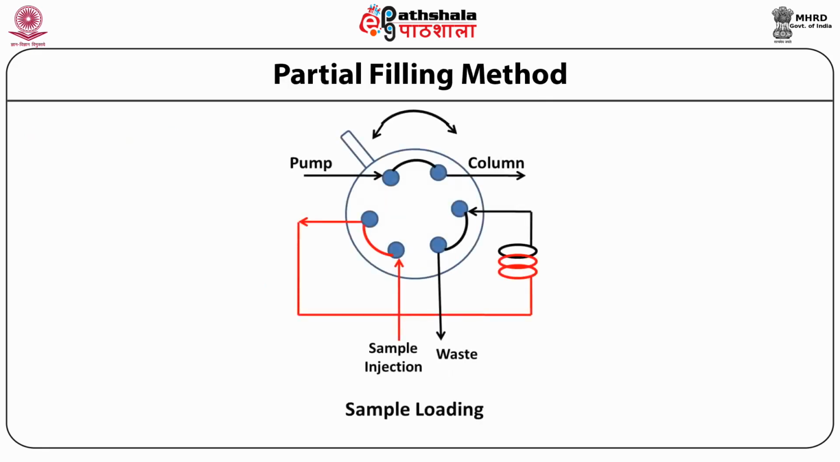Partial filling method. In this method, the loop chosen is only partially filled with the sample and there is no wastage of sample. The same volume is injected onto the column to that dispensed from the syringe. The volume to be filled should not exceed 50% of the loop capacity. For example, 50 microliter of sample can be injected in a loop of 100 microliter capacity.